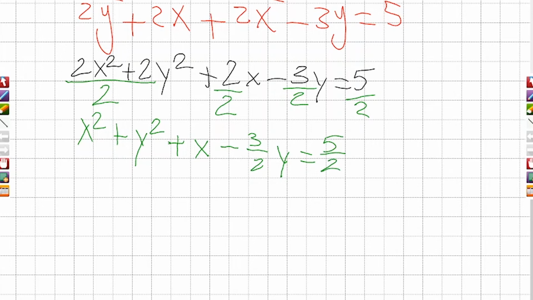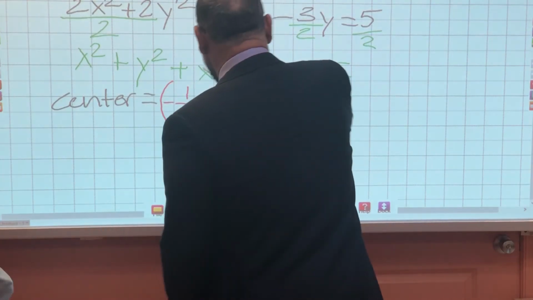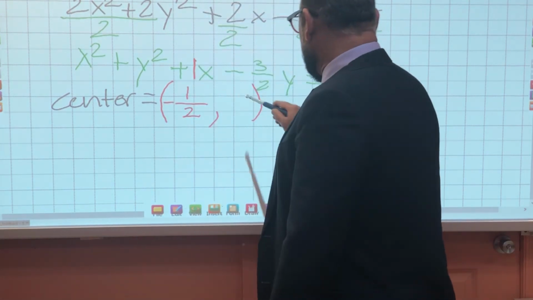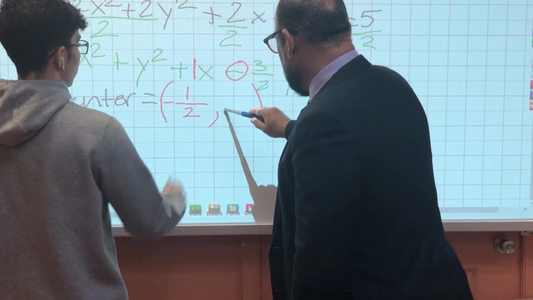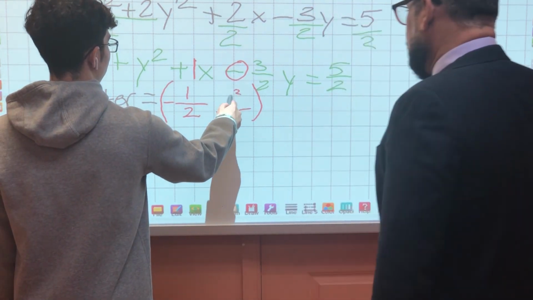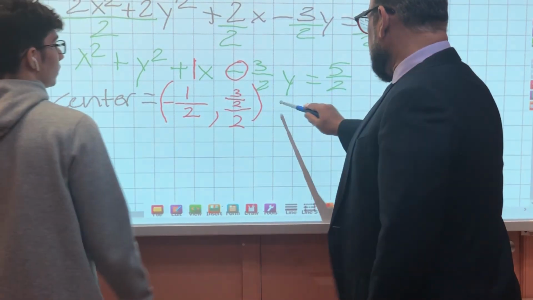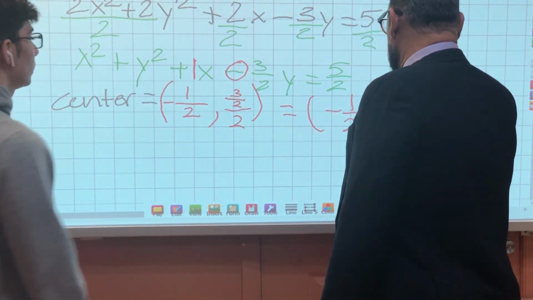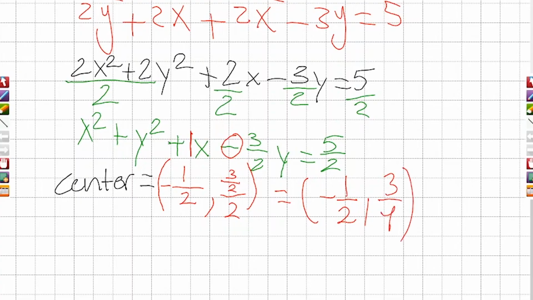Now our center. Good job. Remember, guys, if we have no number next to a variable, the number is 1. And here, this negative becomes positive. 3 over what? Over 2, which is 3 over 4, right? That's my center, if you ask for the center.